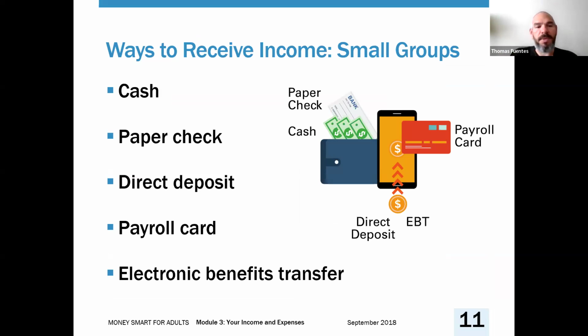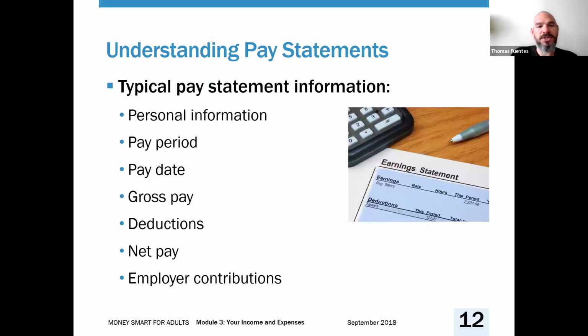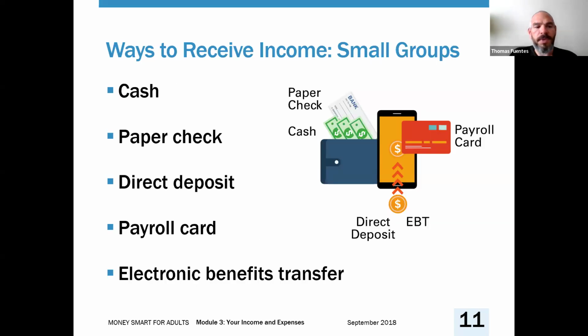So in this case, we're talking about cash, paper checks, direct deposit, payroll cards, or electronic benefits transfers. There's several different pros and cons associated to each. Let's talk about a couple of them. Pretty simply, benefits of cash: generally accepted at most retailers, places that accept cash. The money's available to you right away because you have it. A con of cash is it could be stolen, could be lost, could be destroyed in a fire or flood, for example, right? So it's not as secure.